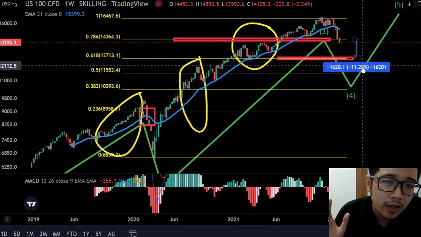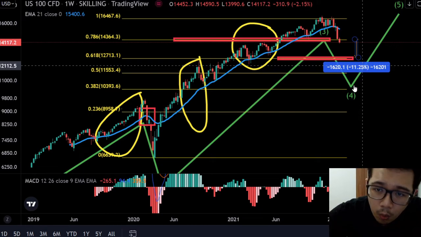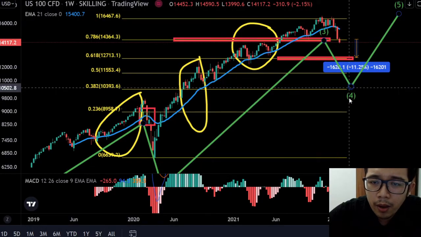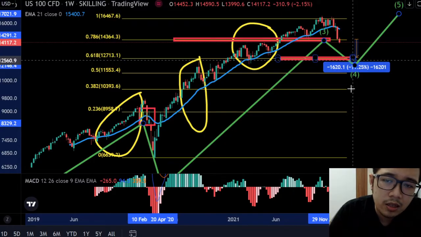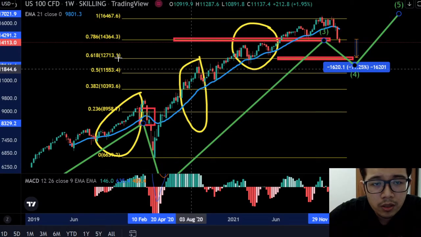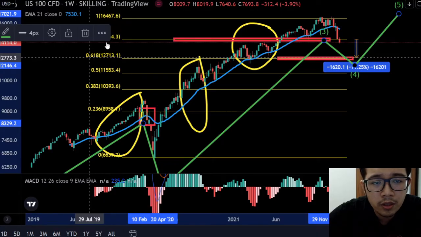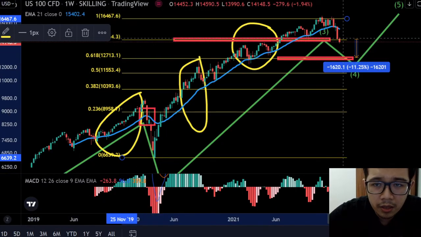But as I told you in my last video, we are still in wave 4, so we are waiting for wave 5 to go up. Maybe later I can move my wave 4 here or maybe here, but the general idea is that now we are still in wave 4. Hopefully that wave 4 is about 0.6 or maybe just 0.7 here. That's what I am thinking.